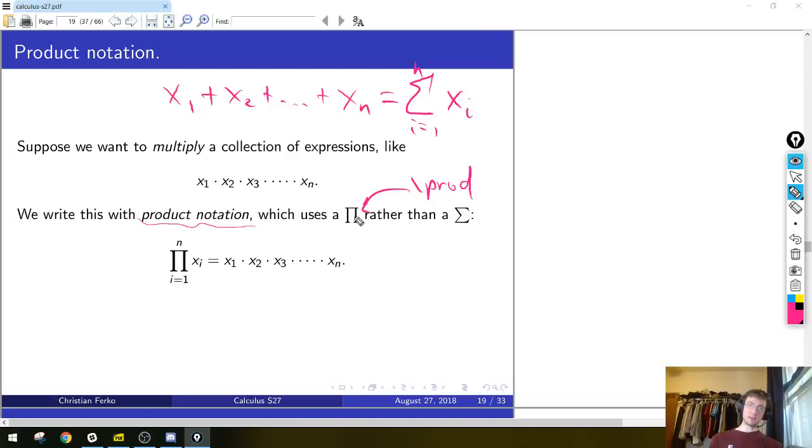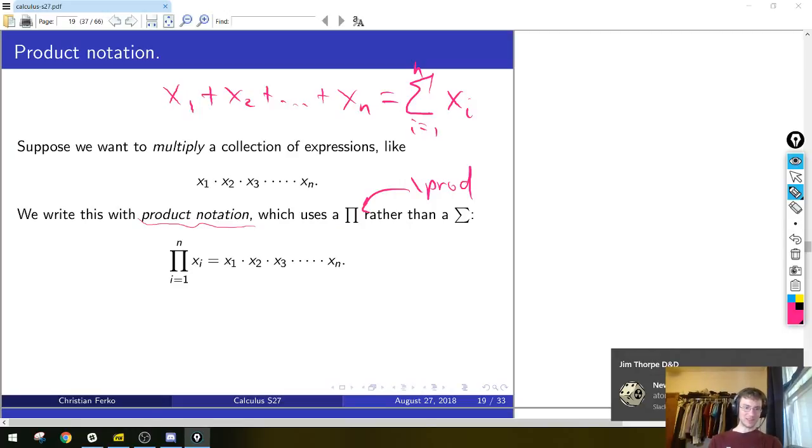It's a Greek capital letter pi. So it works just like the capital sigma. You write the product from i equals 1 up to n of x sub i, which just means x1 times x2. Good, you're checking for me, thank you.